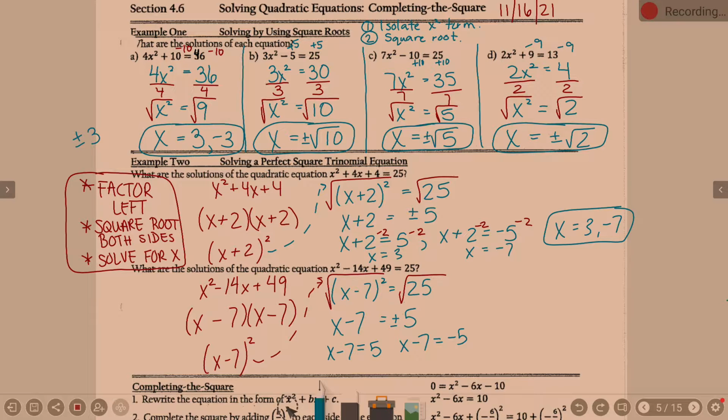Okay, what answers did you get? X equals 12. Okay, we added 7. So 5 plus 7 is 12, and negative 5 plus 7 is 2. So we have solutions of 12 and 2.